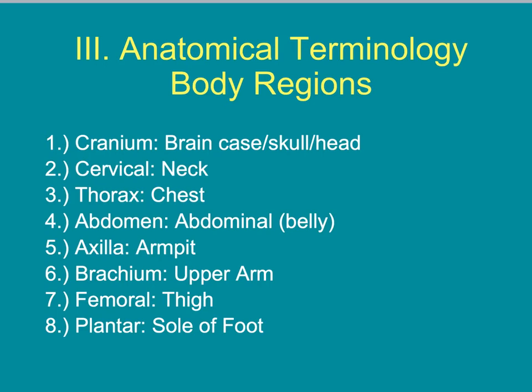Here we have body regions. We have the cranium, which is the brain case, skull or head. We have the cervical region, which refers to the neck. Thorax is the chest. Abdomen is the abdominal region or the belly. Axilla is your armpit. Brachium is the upper part of your arm. Femoral is your thigh, and plantar is the sole of your foot.